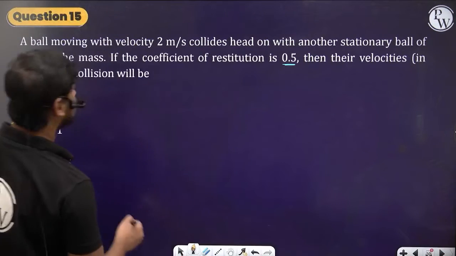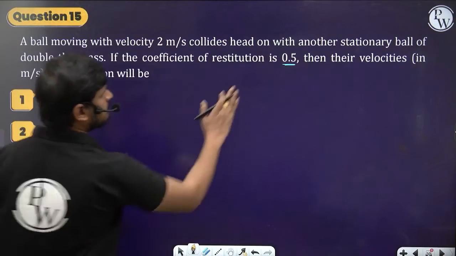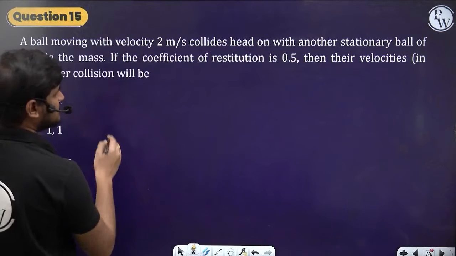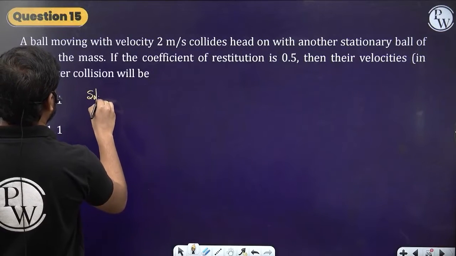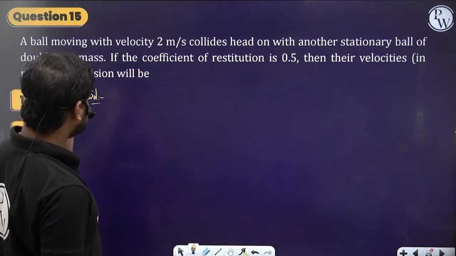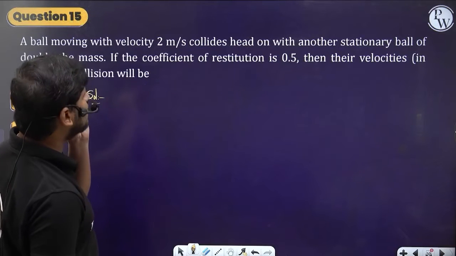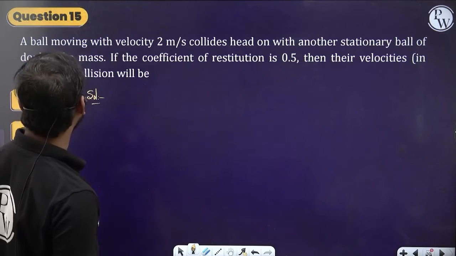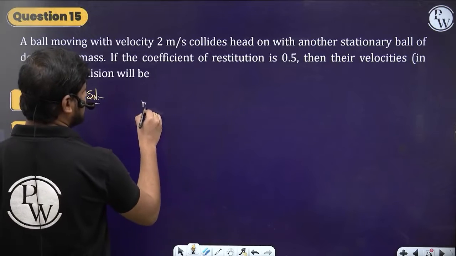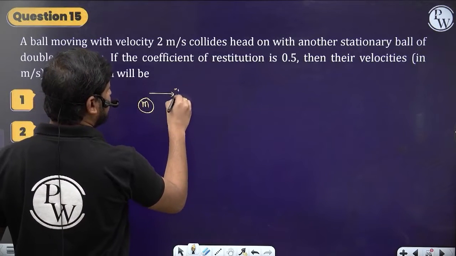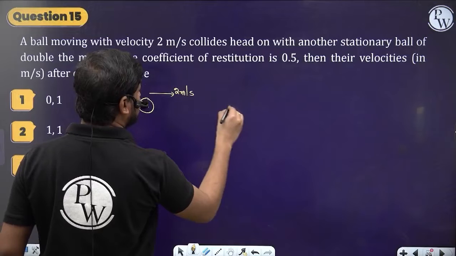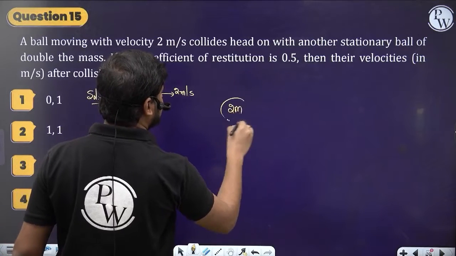So let's move to the question. What does the question say? A ball moving with velocity 2 meters per second collides head on with another stationary ball of double the mass. See here, the first ball is moving with a velocity of 2 meters per second, and another mass which is double the first one is at rest.